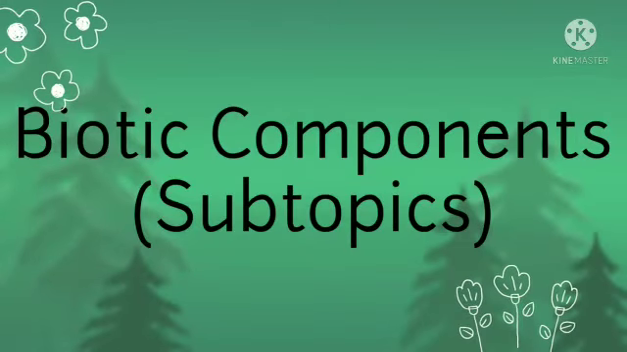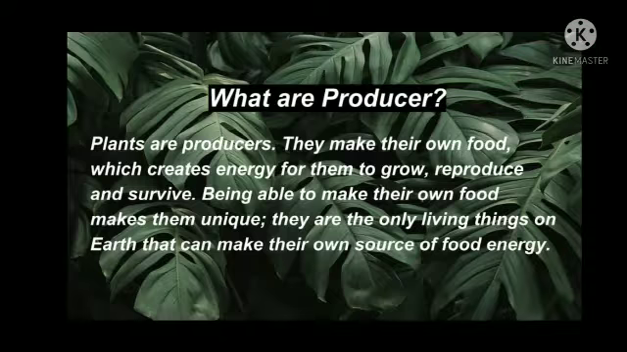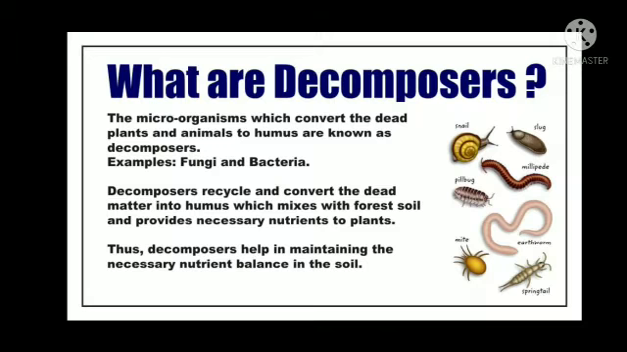Biotic components subtopic. What are producers? Plants are producers. They make their own food, which creates energy for them to grow, reproduce, and survive. Being able to make their own food makes them unique. They are the only living things on earth that can make their own source of food energy.